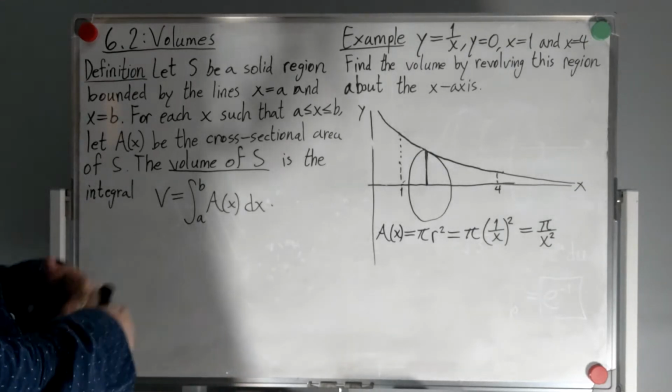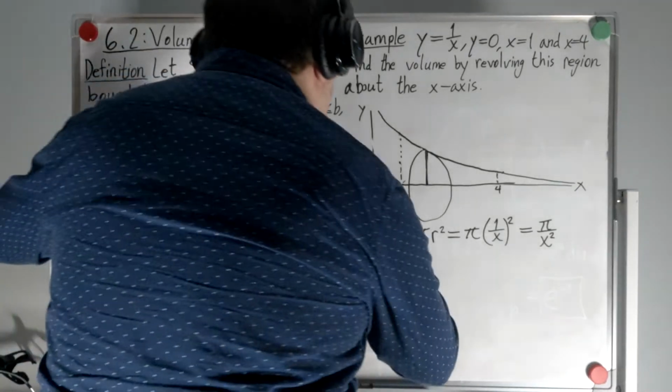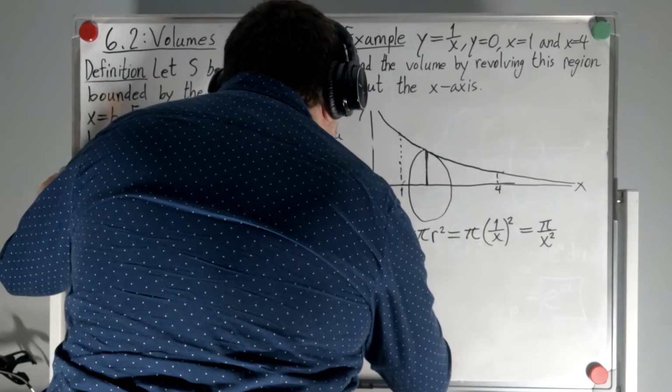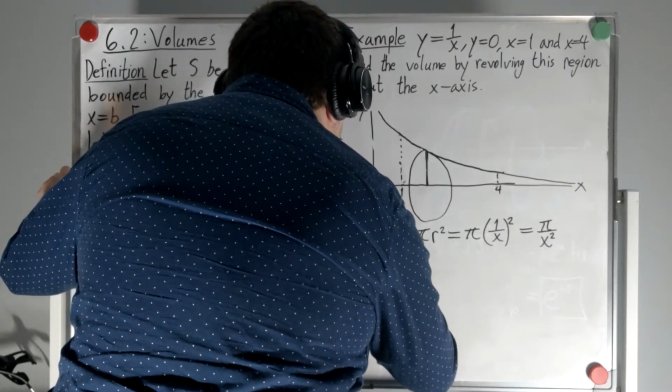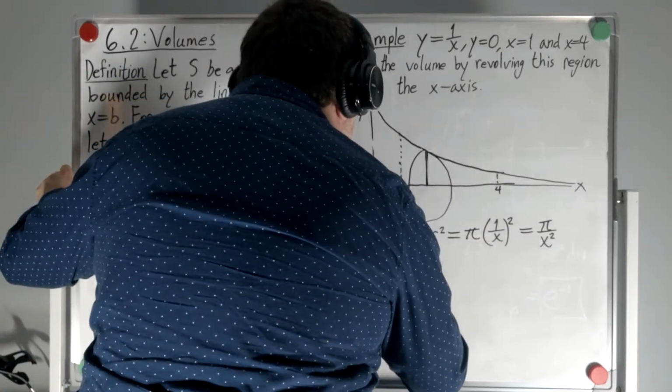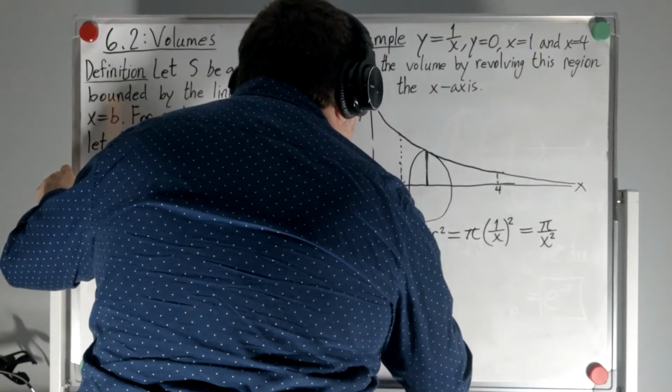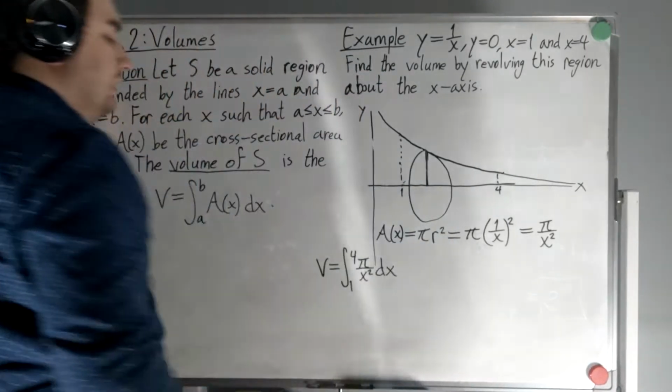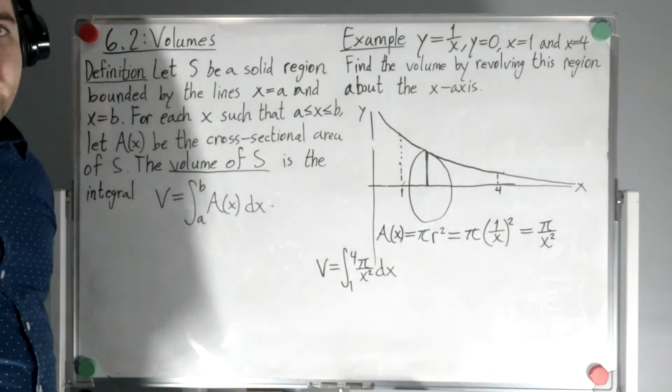So just by definition of the volume, it's going to end up being the integral from 1 to 4 of this cross-sectional area. So integral from 1 to 4 of pi over x squared.